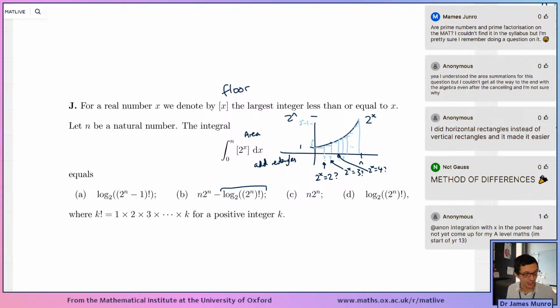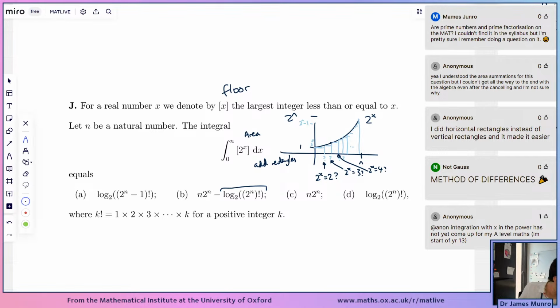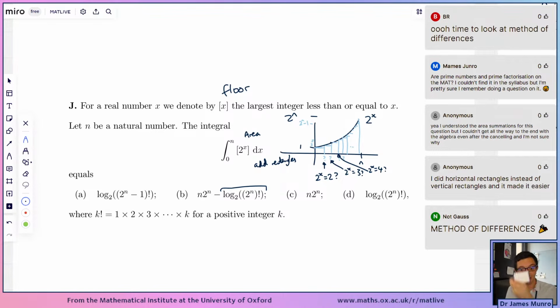Prime numbers and prime factorization on the map? Yeah, I think so. To be honest, I think you should just know what prime numbers are. That's why I put prime numbers as one of the map flashcards, so that you can revise for yourself what a prime number is. I can't really remember when people learn about prime factorization, but I think you should forget that. Method of differences is a way of messing around with loads of plus and minus signs. It works sometimes. Right, cool.